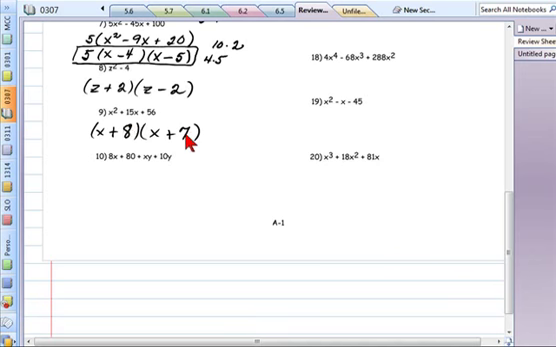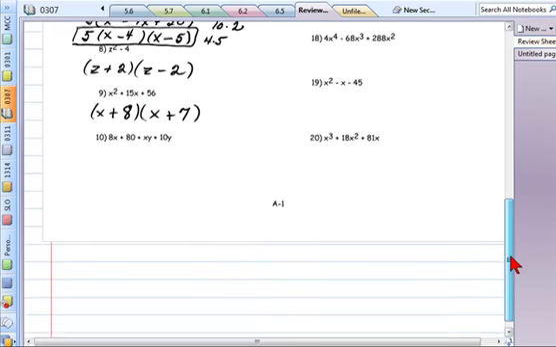Now, there is no problem with you listing all of the pairs. 1 and 56, 2 and 28, blah, blah, blah. But if you think of the right ones first, double check it. X times x is x squared. Outer product 7x, inner product 8x, which add up to be 15x. 8 times 7 is 56.